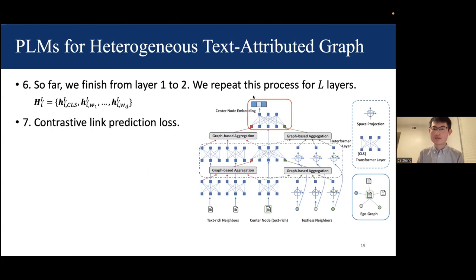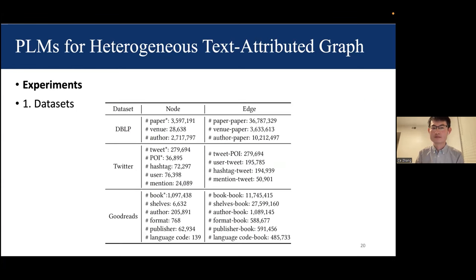And then we use this embedding to do link prediction as the loss function. Similarly, we still use contrastive link prediction loss. We optimize the whole process using this loss function until convergence. But after convergence, if we want to infer the embedding of a new document, we input this document as well as its text-rich and textless neighbors. And finally, we can obtain the embedding of the new document.